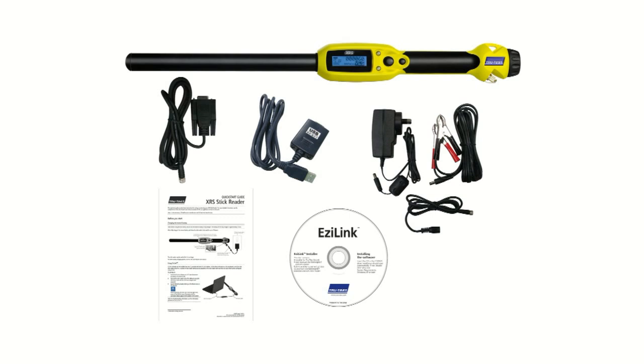The following items come with the product: a power cable with both mains adapter and 12-volt battery clips, a communications cable with USB adapter to connect to your PC, a quick start guide, an EasyLink CD which includes the EasyLink PC software and user manuals.